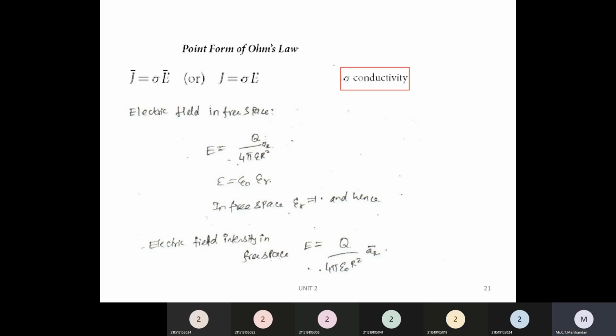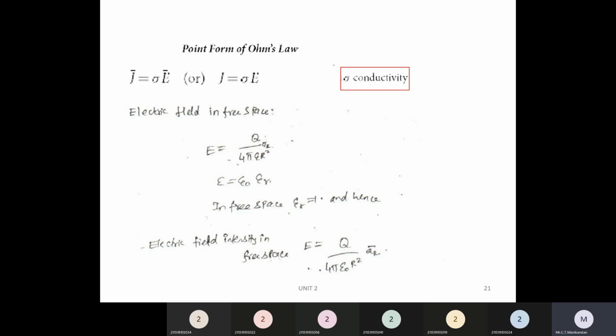So from an exam point of view, if they ask for the point form of Ohm's law, it is nothing but J equal to sigma E, where J is the current density, sigma is the conductivity, and E is the electric field intensity. So J equal to sigma E.